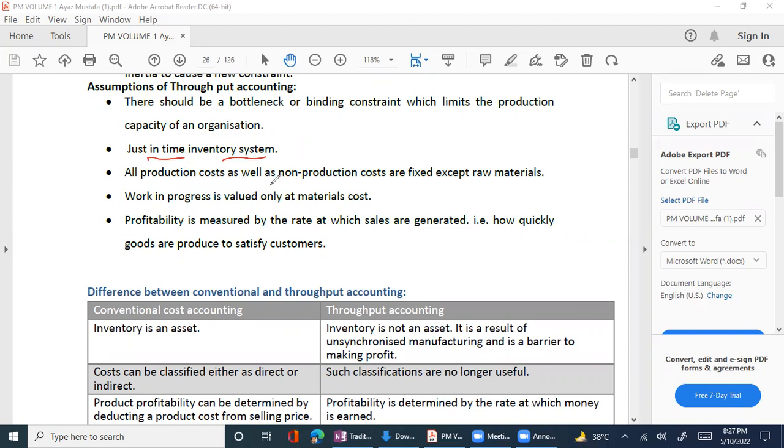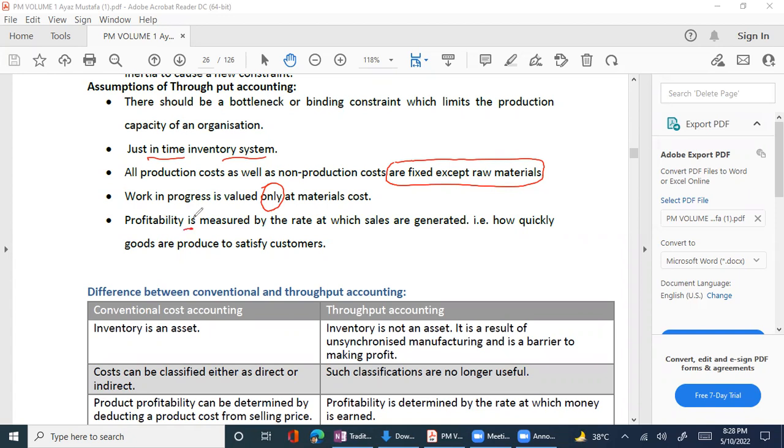All production cost as well as non-production cost are fixed except raw materials. This is the assumption that I have already told you, that all the costs will be fixed excluding materials. So materials will be variable. Work in process is valued only at material cost. So the inventory valuation will be done at the material cost. This can also be asked in the MCQ as well.